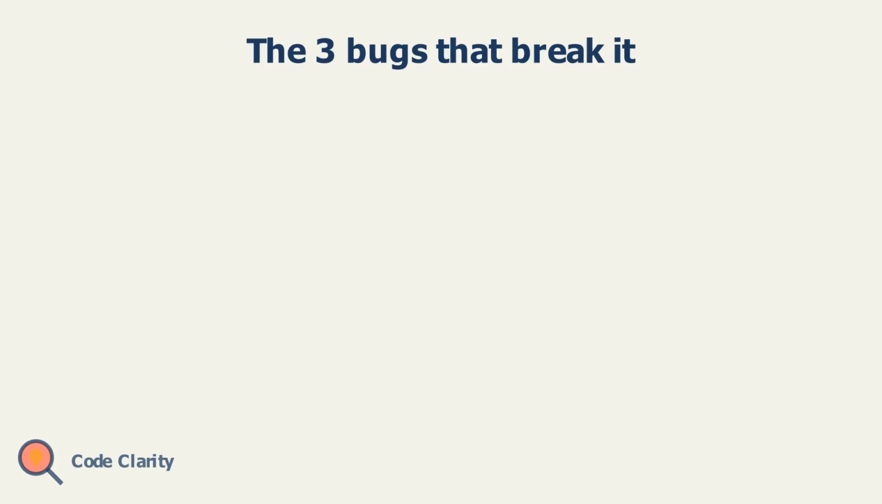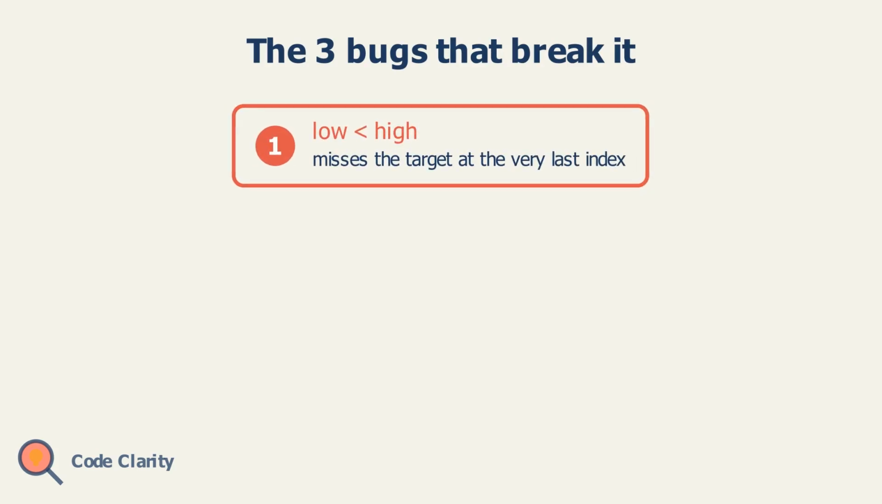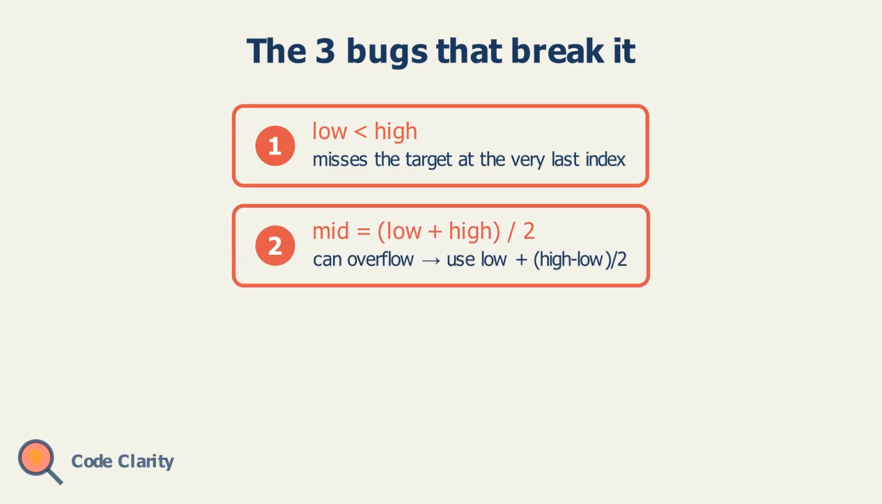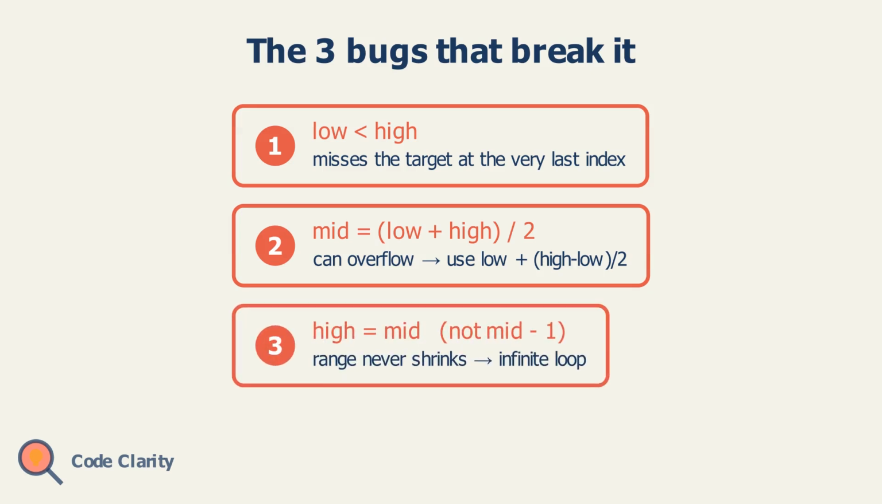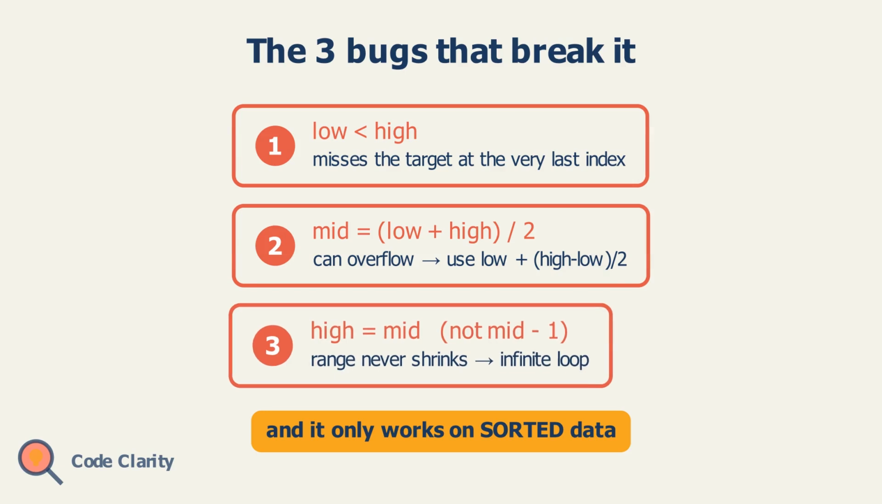Now the 3 bugs. Bug 1, the interview killer. Writing while low less than high instead of less than or equal to. Miss that equals sign, and when the target sits at the very last position, you skip it. The search says not found when it's right there. Bug 2. Writing mid as (low plus high) over 2. For huge arrays that sum can overflow. Low plus (high minus low) over 2 gives the same midpoint and never overflows.